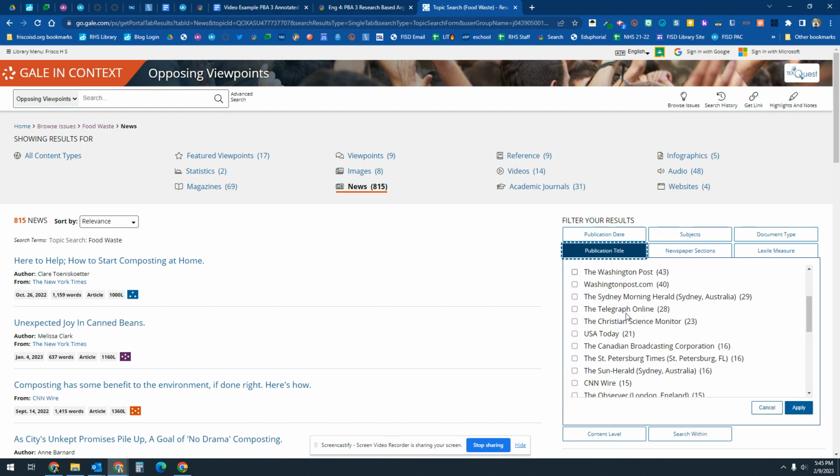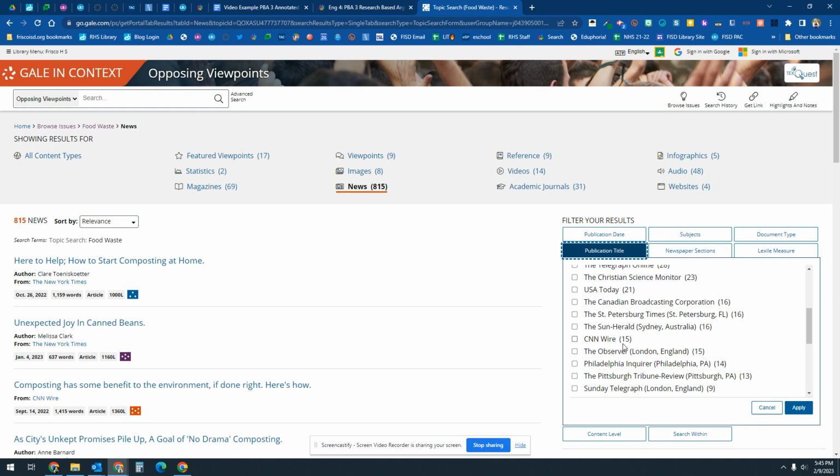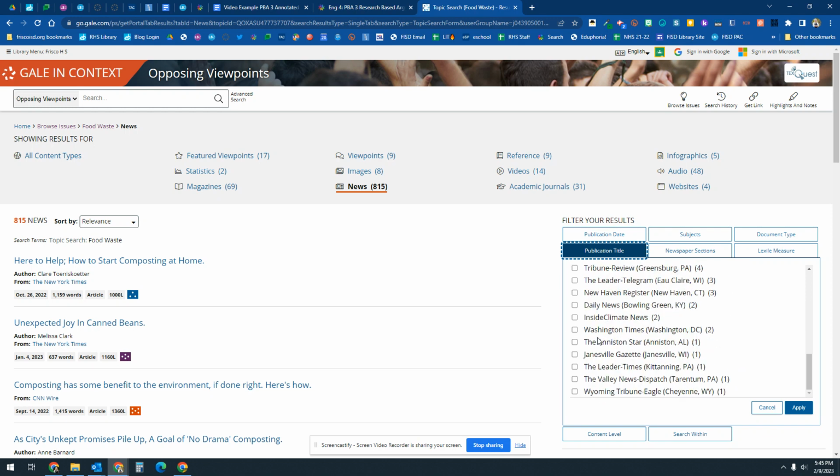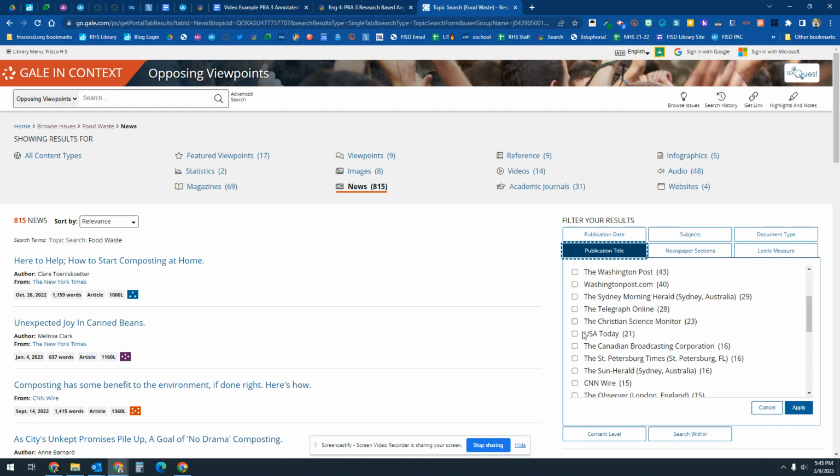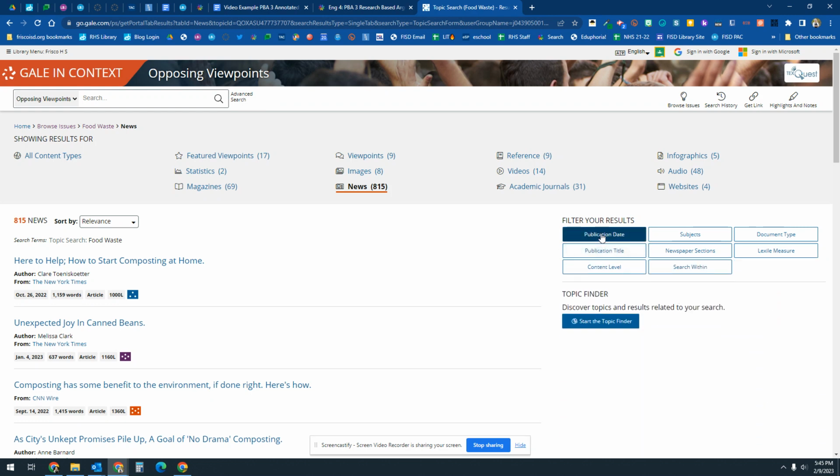So we can see here we've got USA Today in here. So we've got some different things. So you could determine, well, I definitely want something from the Washington Post, or I definitely want something from USA Today, so I'm going to look at those first. So you can filter that way. You can also filter by the publication date. Maybe you want the most recent things, or maybe you want something that's older, depending on what your research question is and what you're trying to pull out from your sources here.